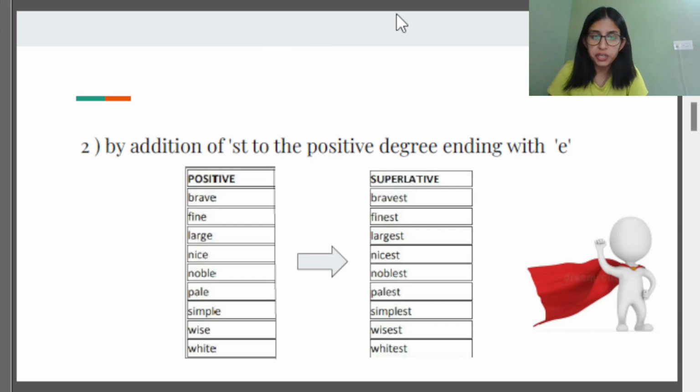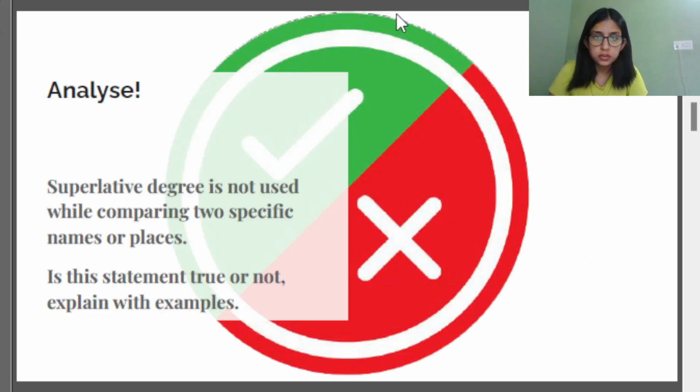You will also be giving me examples. Now you will be analyzing this. Superlative degree is not used while comparing two specific names or places. Is this statement true or not? Explain with examples. Now this is a question for you.